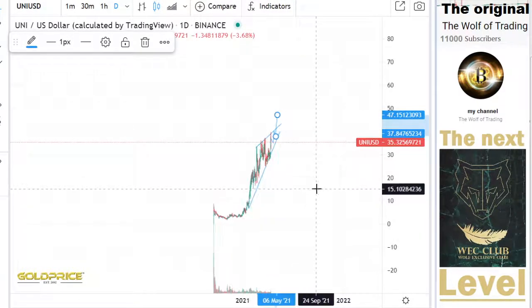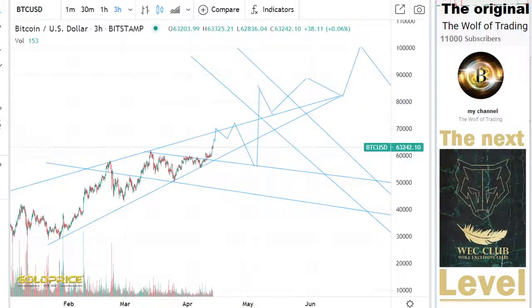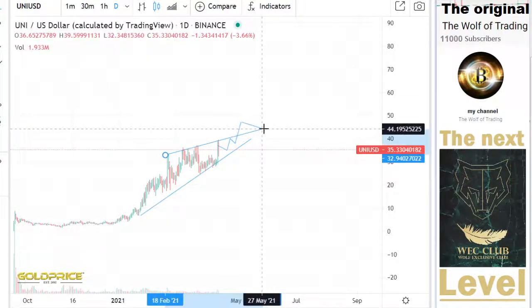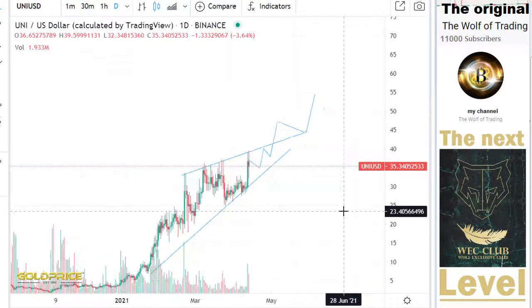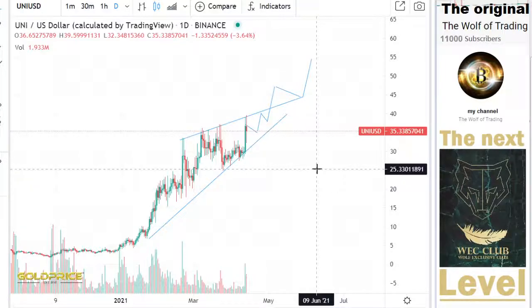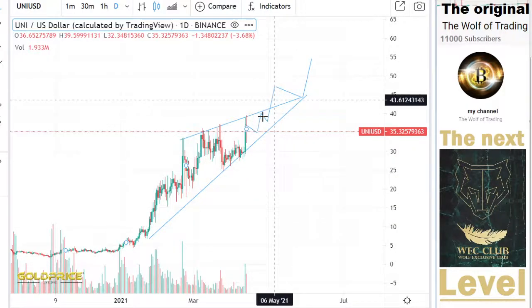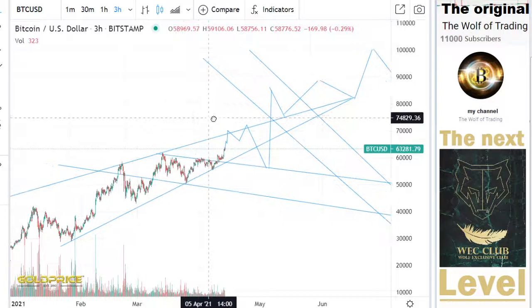Let's look. But I think this is not the end. If you look at this, then I think we will go more to the top side. We will form this formation, and this is not the end. I think we will go more to the top side. The price comes down here, and then after that the price will explode to the top side. I'm proud to have solved this, because it makes sense. You can test this, you can see the formation makes sense. Triangle breakout makes all sense here. And we're expecting this formation also at the Bitcoin price.